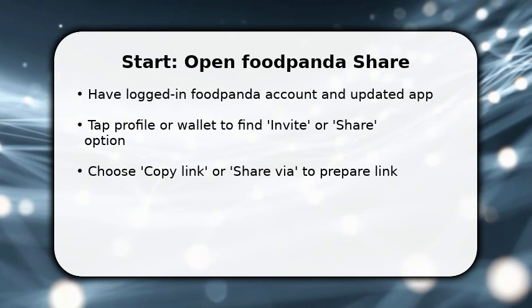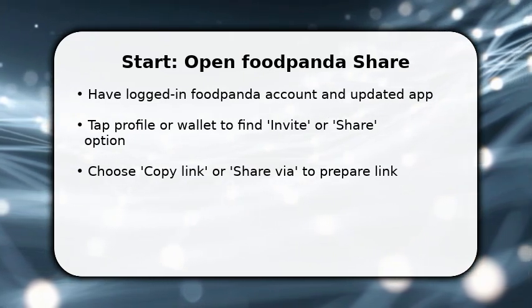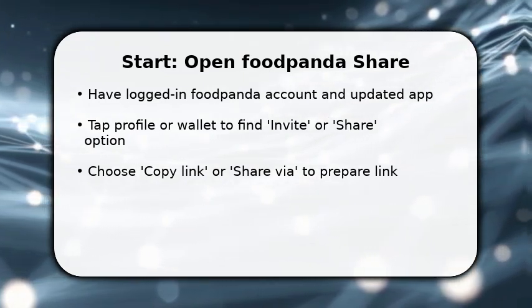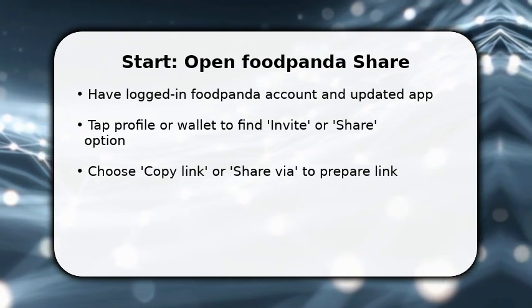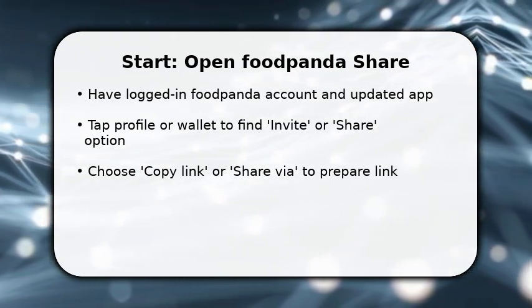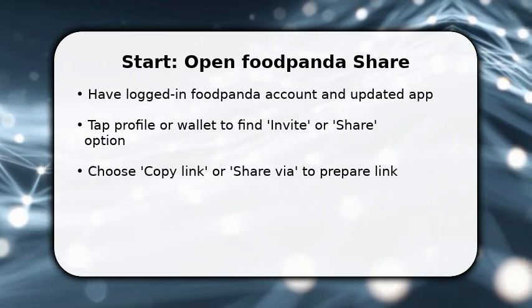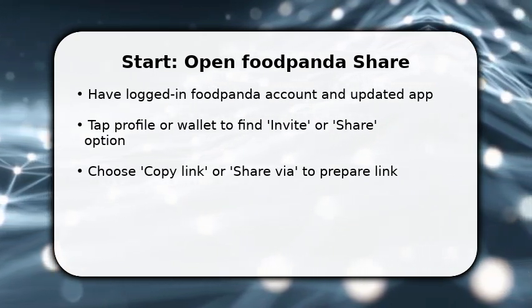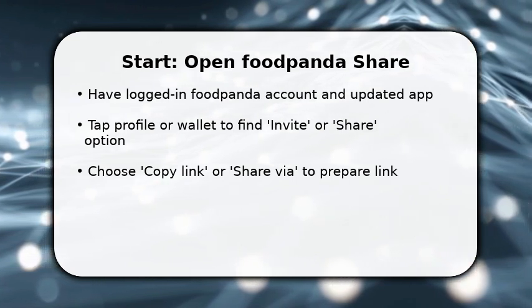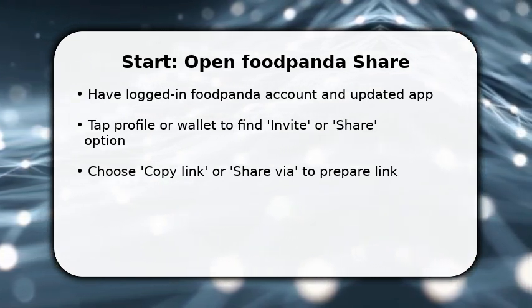Open the Foodpanda app and go straight to your profile or wallet area. Once there, tap the Invite or Share option. This is where the only valid referral link is generated. Make sure the app is updated so the feature appears. When you see Share, choose Copy Link or Share Via. Copying is safer for controlled posting.